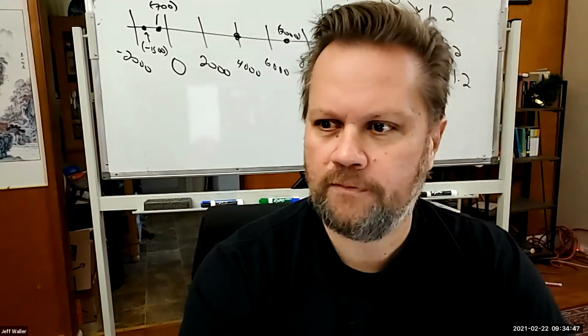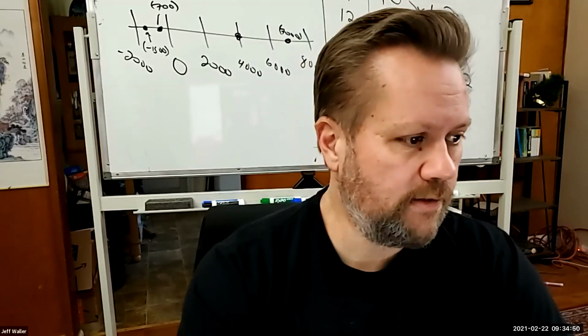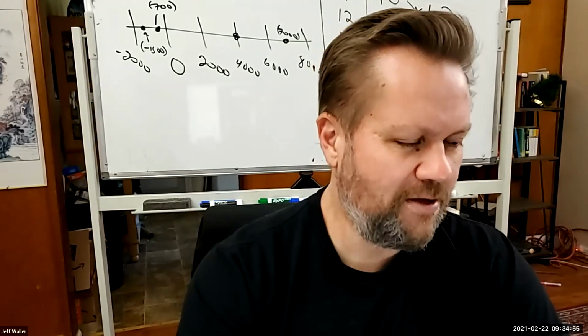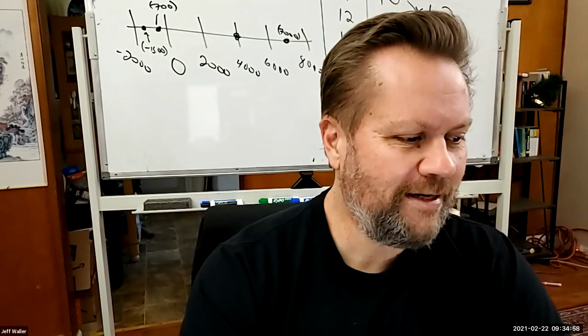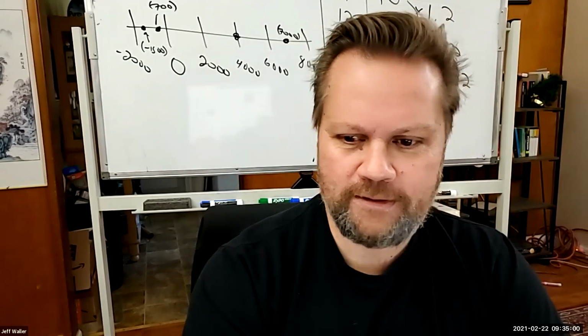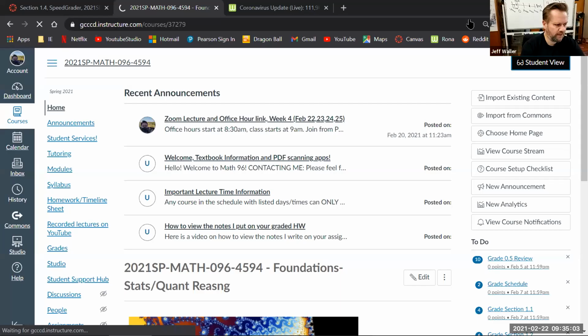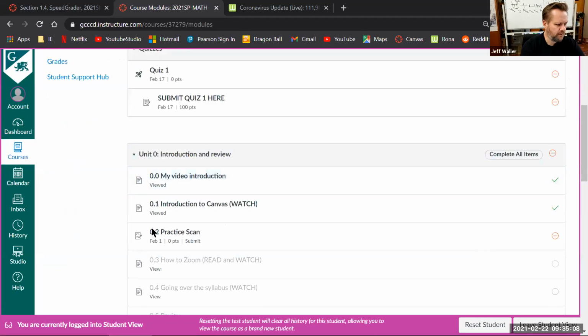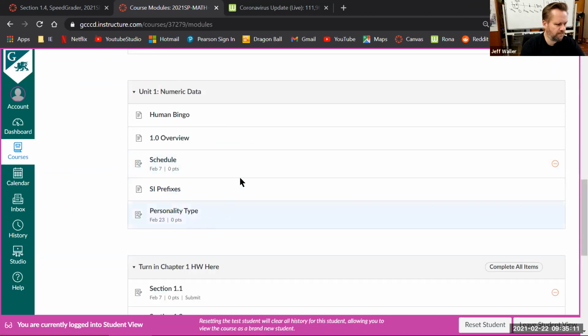So I like that. And this is in Canvas? Yeah, the link is in Canvas. It's in the Unit 1 module. Let me show you again. Let me become a student so you see what it looks like from a student perspective. Here's the quiz, here's the Unit 0 stuff, and here's Unit 1. Remember the human bingo thing? And then if you go down, there's the prefixes we talked about with mega and kilo and all that kind of stuff. And then here's the personality type. It's an actual assignment. Let me make sure you guys understand that.